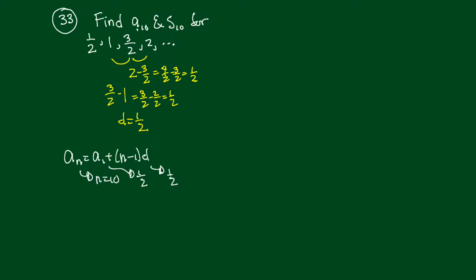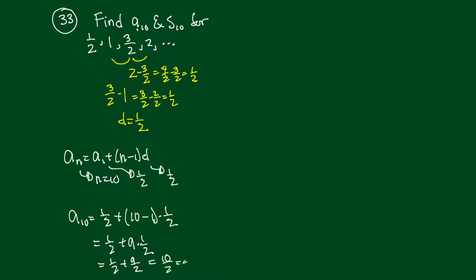Substitute these numbers in, here's where we are. A sub 10 is equal to A1, 1 half, plus n, now we're finding the 10th term, minus 1 times 1 half. Simplify. 1 half plus 9 times 1 half, about 1 half plus 9 halves. Well, isn't that nice? That's 10 halves, which is 5. The 10th term of this sequence is 5.